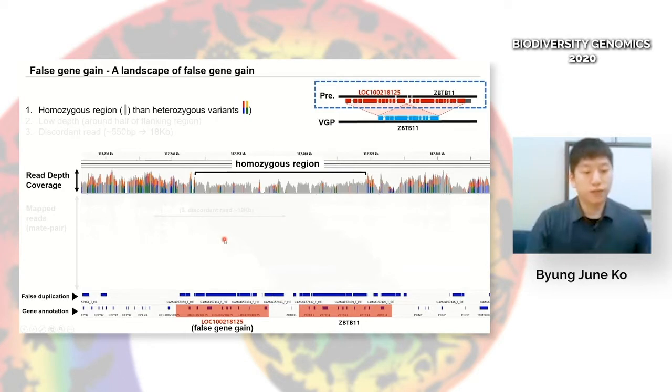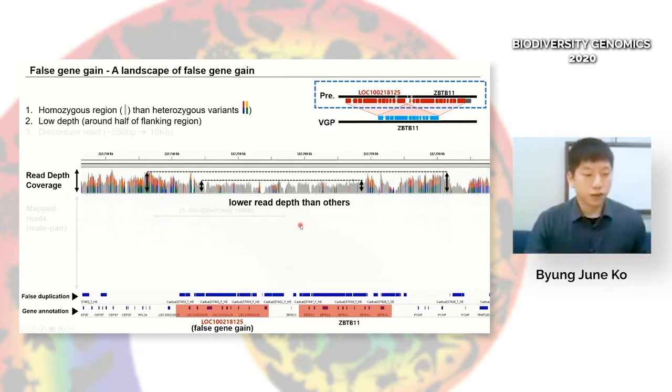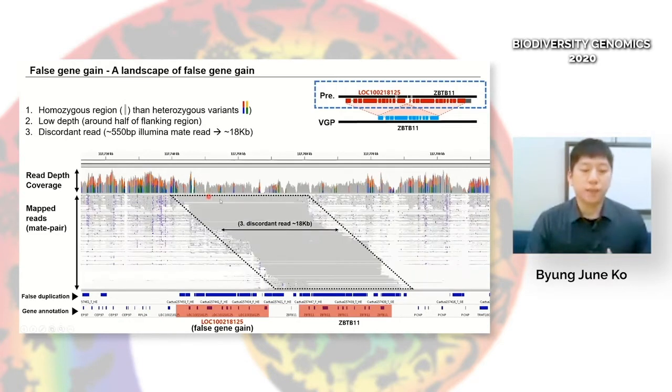We can also see the false duplication region has a lot of homozygosity compared to the other regions. This is a typical characteristic of false duplication, because the allele-specific reads will be mapped to the false duplicated regions respectively. So the read depth of the false duplicated region will be decreased as well. Finally, the paired reads will be mapped far away. The GBTB11 duplication clearly shows these traces of false duplication.